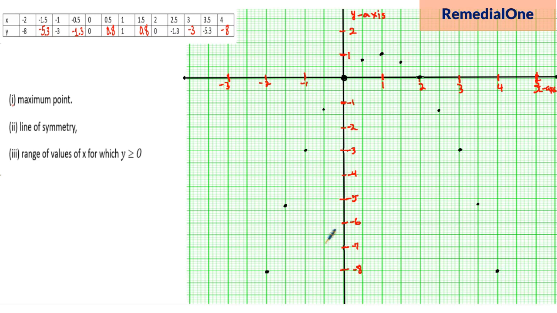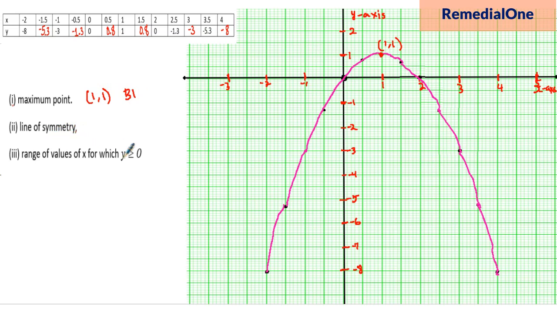Now you're going to use freehand and join them together to form a very nice parabola. Awesome. So you get a nice one right there. Okay, so we have been able to graph the points. Now we have to go and answer the questions. The maximum point is right here, the turning point, which happens to be 1 and 1. So 1 and 1. This will give you a bonus point of 1.